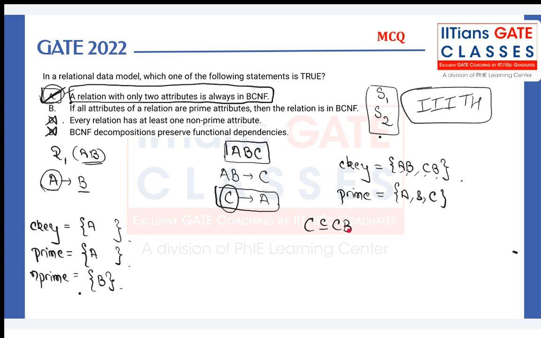Is this allowed in 2NF? Should LHS be a proper subset of a candidate key? No. This is a problem, and that is why this is not in 2NF. So you can't say that it will be in BCNF. A is a prime attribute, that's fine, but the LHS should not be a proper subset of any candidate key.